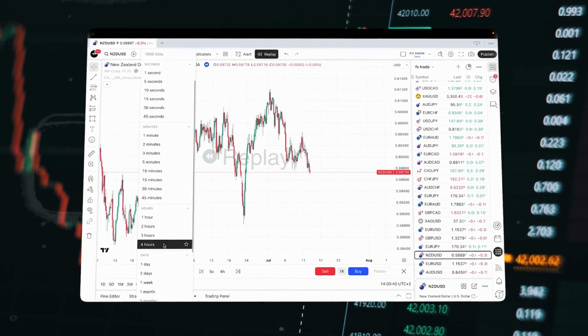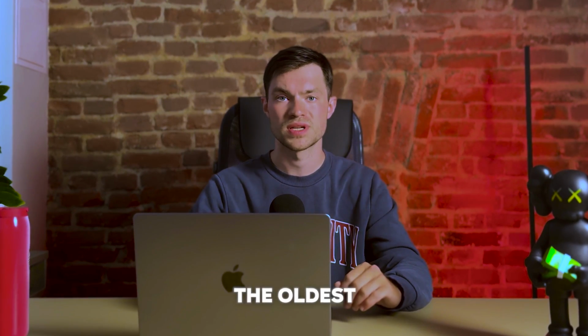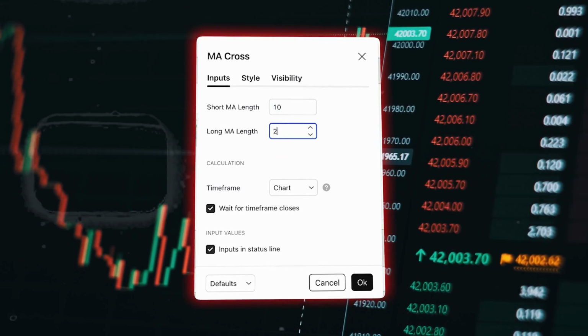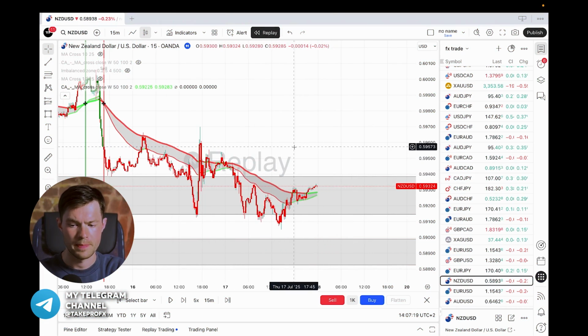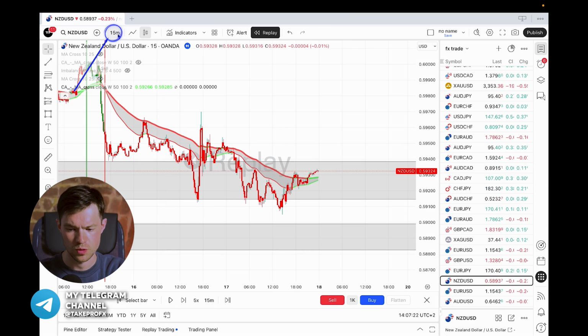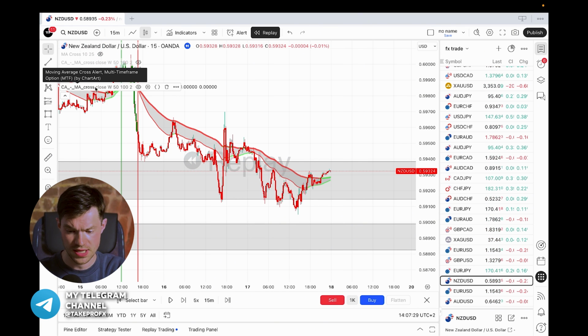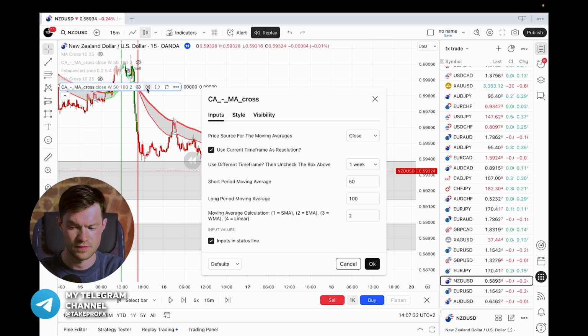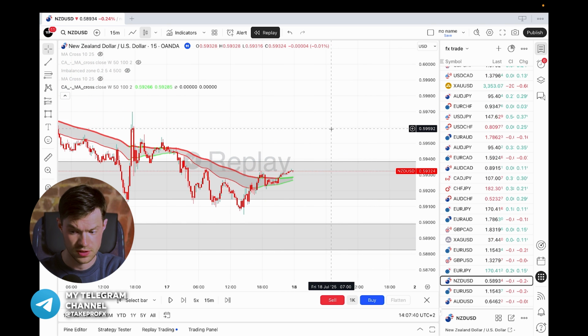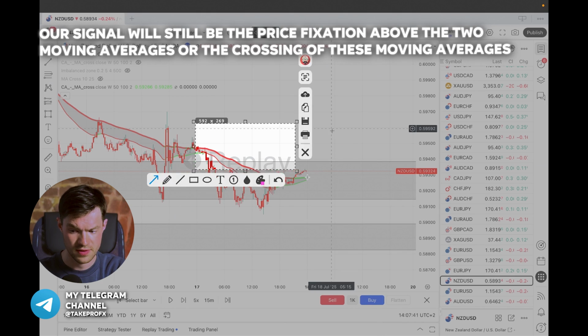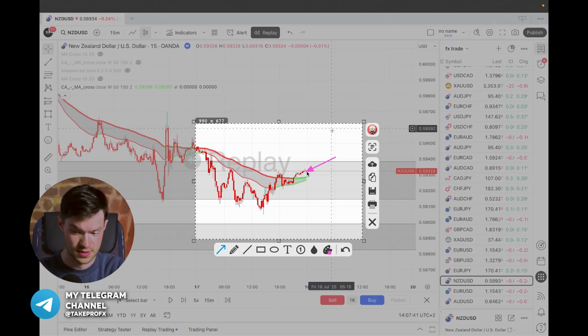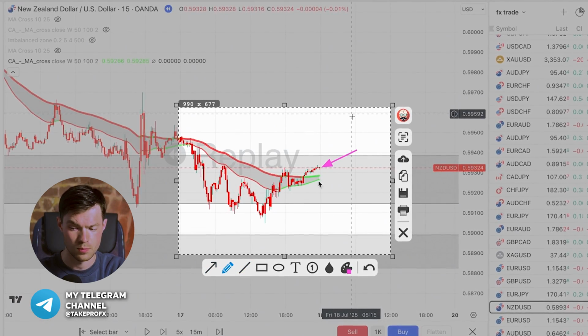The thing is that the older time frames, such as 4 hours and 1 hour, in order to see the global weaknesses of the trend, we use the older time frame and the moving average line with a small period of 10 and 25. In this situation, when we are preparing to enter a trade, we should switch to a younger time frame, for example 15 minutes, and here we need a moving average indicator with longer periods such as 50 and 100. Our signal will still be the price fixation above the two moving averages, as in this case, or the crossing of the moving averages.